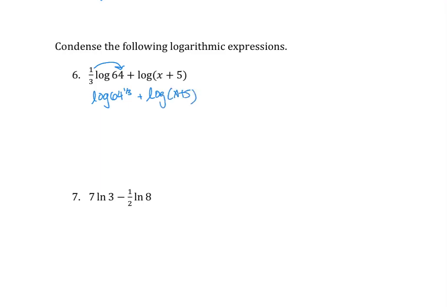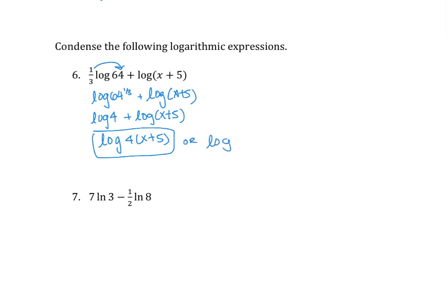And 64 to the 1/3 is like the cube root of 64. So really it's just log of 4 plus log of x plus 5. Addition turns into multiplication, so I can write the word log one time, and then I have 4 times x plus 5. You can leave it like this, or you can distribute the 4. Log of 4x plus 20. So either answer is correct.